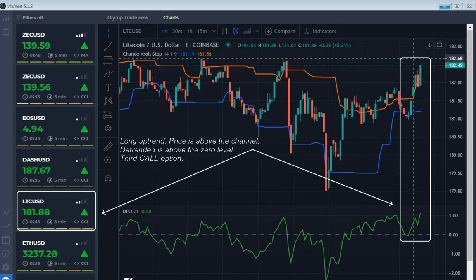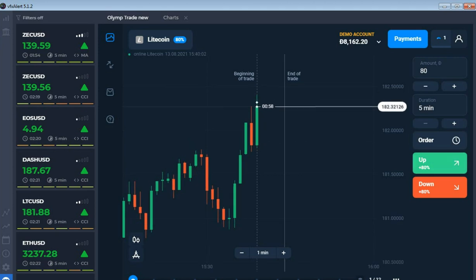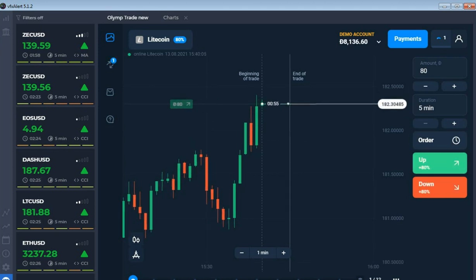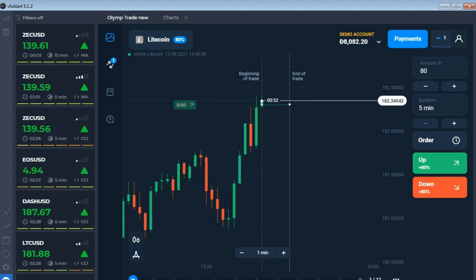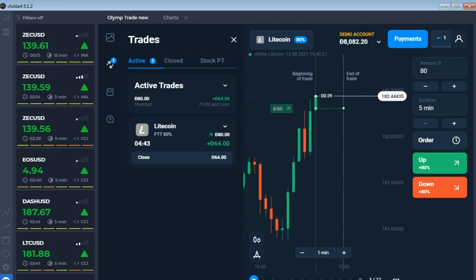Let's go back to the more calm Litecoin. Volatility increases in the uptrend direction, which is confirmed by the oscillator above the zero level. Also a signal for vfxalert, another call option.